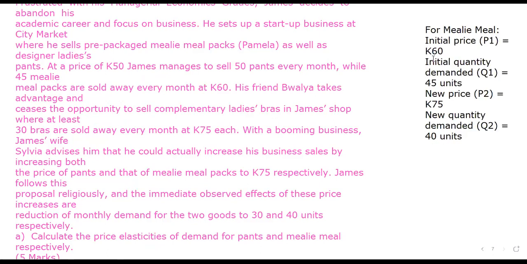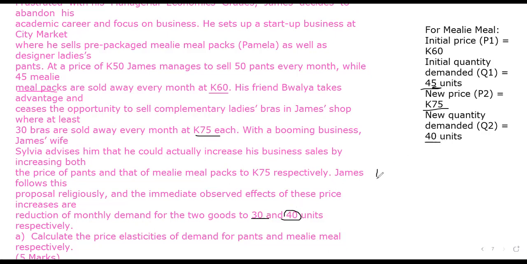mealie meal was initially 60 kwacha. This is a mealie meal pack initially. All right. Then we increased to 75 kwacha here, causing the quantity to also decrease from 45 units. This was selling for 45 units, but now it's selling for how many units? 40 units, remember? 40 units. Yes. For the pants.